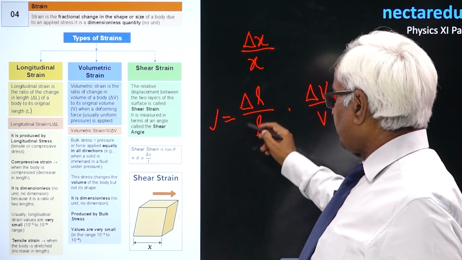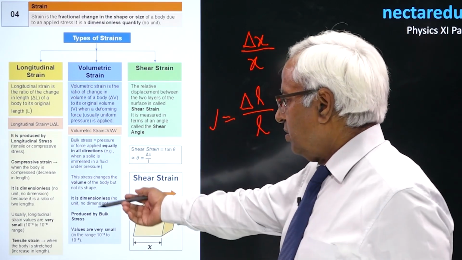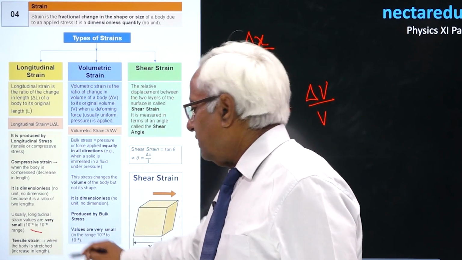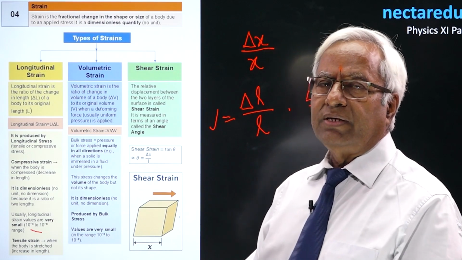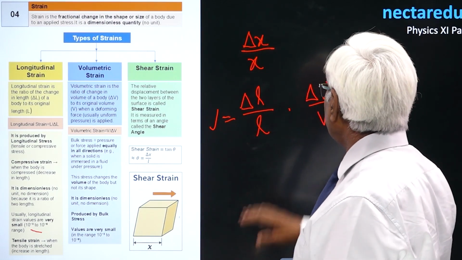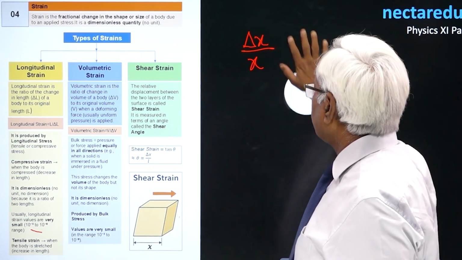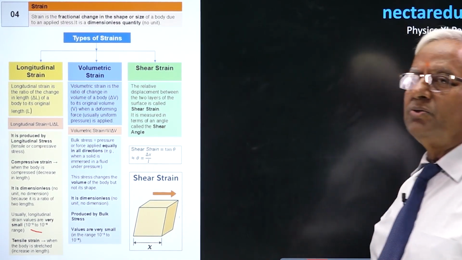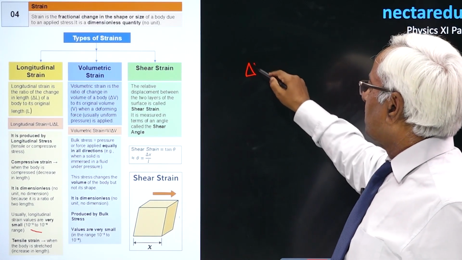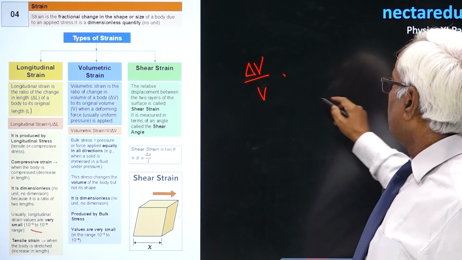The range of strain, whether it is longitudinal or volumetric, lies between 10 to the power minus 3 and 10 to the power minus 6. Volumetric strain means the stress applied is normal to the surface. Volumetric strain would be delta V upon V.